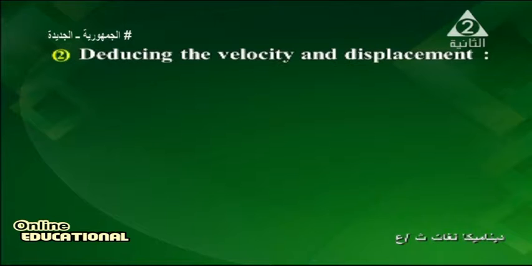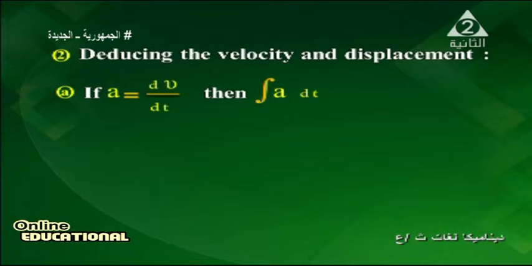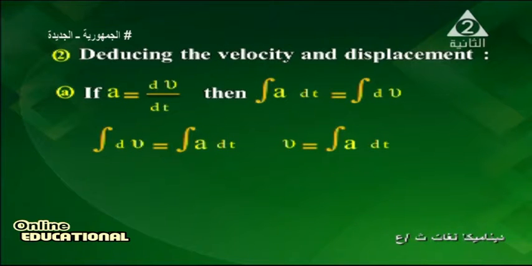Now we're deducing the velocity and displacement. If the acceleration a equals dv dt, then integration of a dt equals integration of dv, or integration of dv equals integration of a dt. Then the velocity equals the integration of a, the acceleration, with respect to the time t. Now we can find the relation between the acceleration and the velocity by using the integration. The velocity v equals integration of a dt.